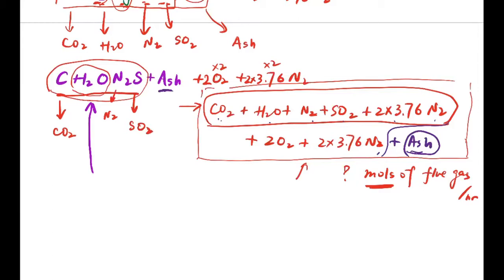Okay, and one thing we also need to pay attention to is that the water is not going to be in the liquid form, it's in the gas form, mainly because the flue gas temperature is above 100 Celsius. So it's going to exist as vapor and also contribute to the volume of the flue gas. Okay.